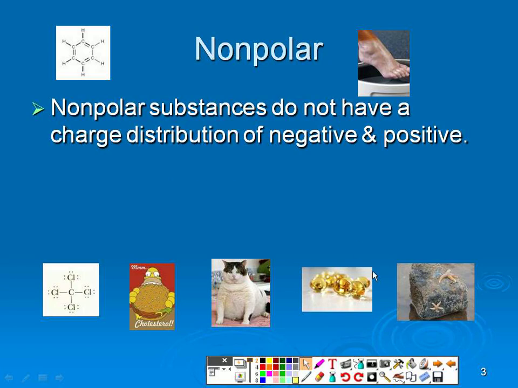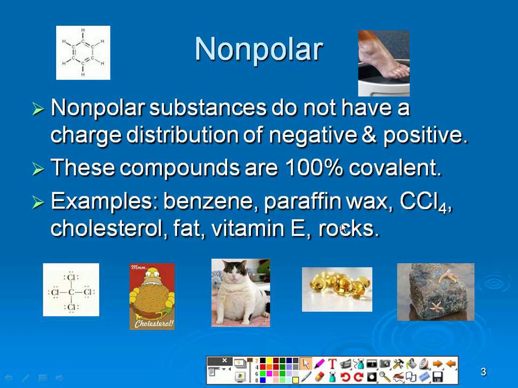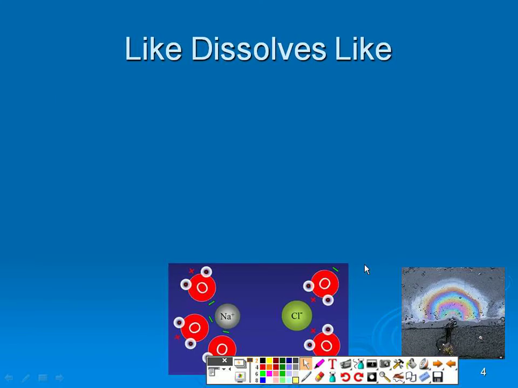Nonpolar. Nonpolar substances do not have a charge distribution of positive and negative. These compounds are 100% covalent. Examples: benzene; paraffin wax, maybe you've had your feet waxed before; carbon tetrachloride; cholesterol, hamburger; fat, look at that cat; vitamin E, like you might take in a vitamin E tablet; and rocks. Rocks are nonpolar, they don't dissolve in water, so they cannot be like water.